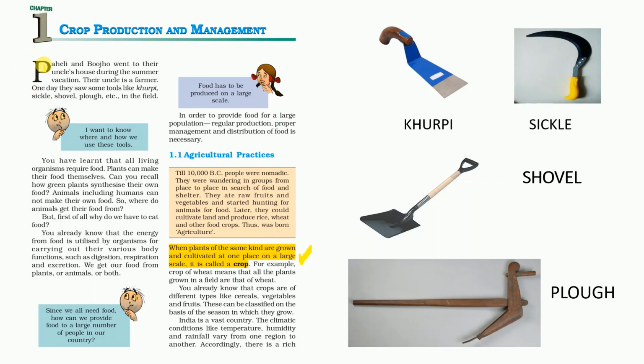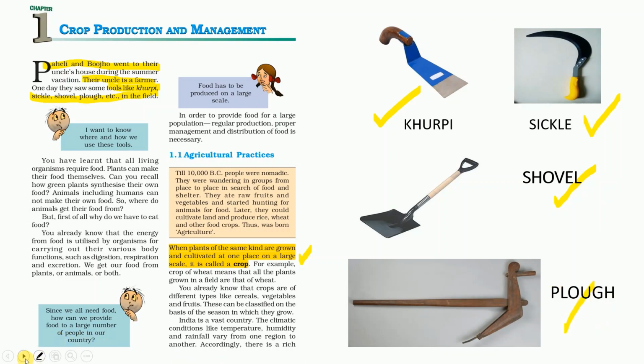Two friends, Paheli and Boojho, went to their uncle's house, and they saw that their uncle is a farmer, and they saw some tools in his house, which are the sickle, shovel, and plough. So this is a khurpi. This is a typical sickle which is used for cutting the crops at the time of harvesting, and this is a shovel, and this is most important, the wooden plough.